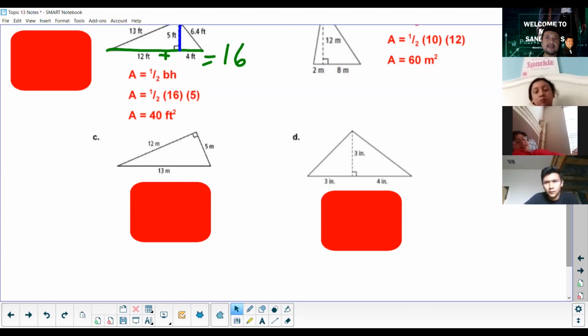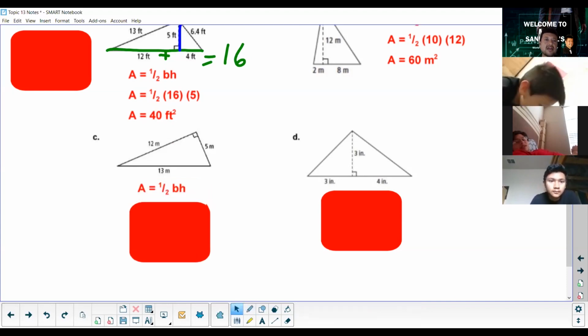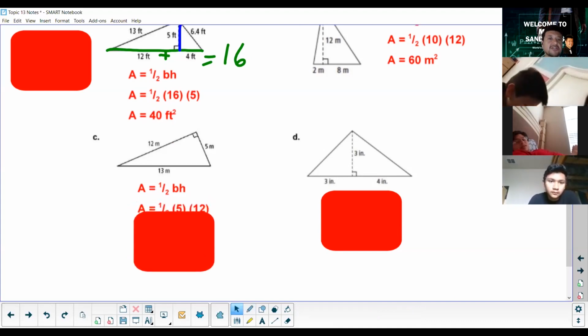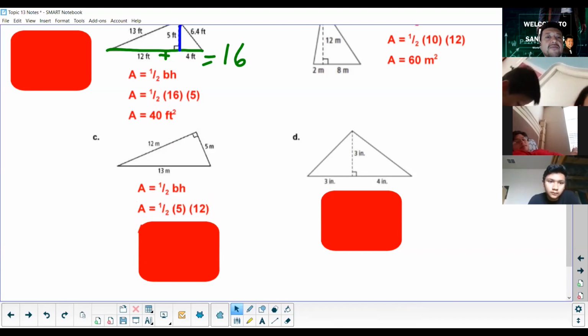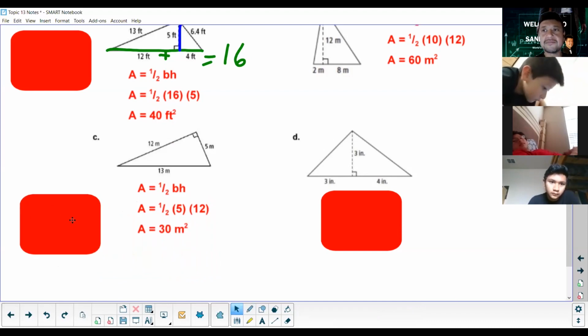Yes, you could think about it that way because you can consider the 5 to be the base or the 12 to be the base. It doesn't matter because they're interchangeable. So you'll have 1/2 base times height, which is 1/2 times 5 times 12. Finally, you get 60 times 1/2, which is 30.